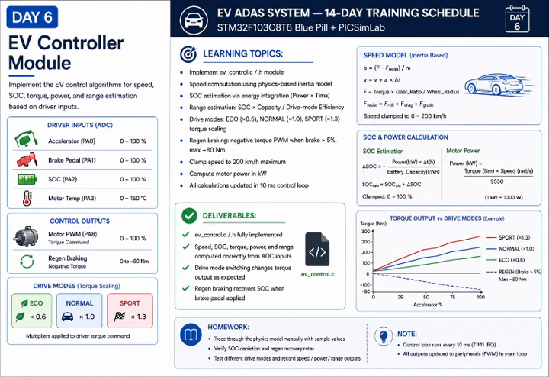And coming to day 6, I implemented the EV controller module. The system calculates the vehicle speed, battery state of charge, power consumption, torque, and driving range. I also implemented Eco, Normal, and Sport driving modes. These are the three modes in this project, along with regenerative braking, which improves the battery efficiency during braking.